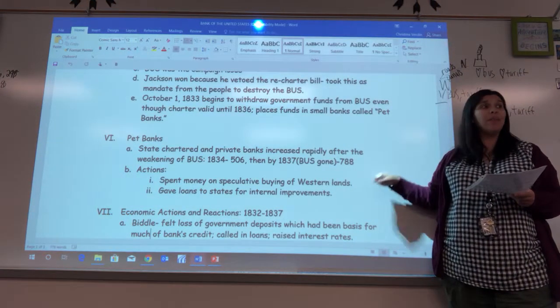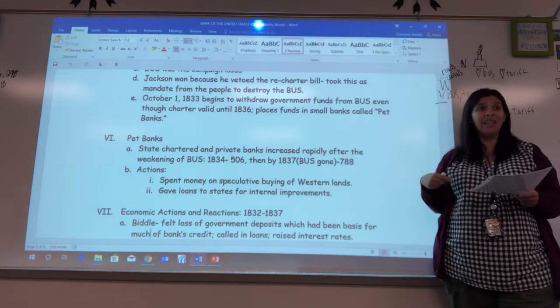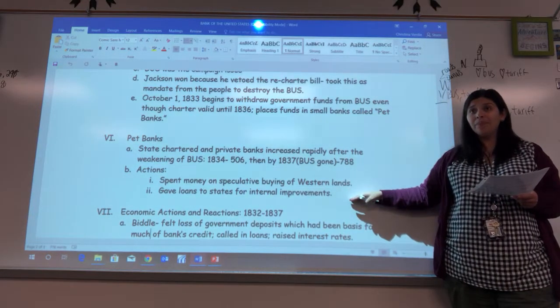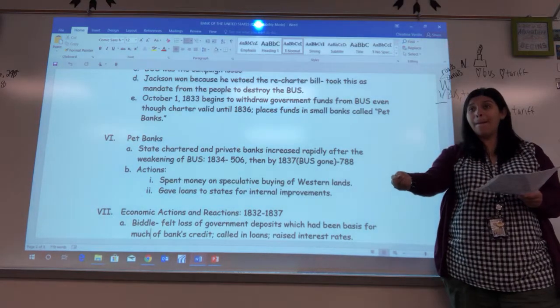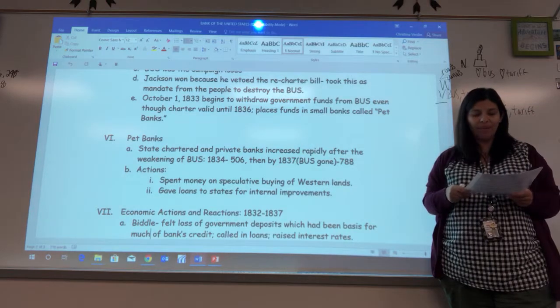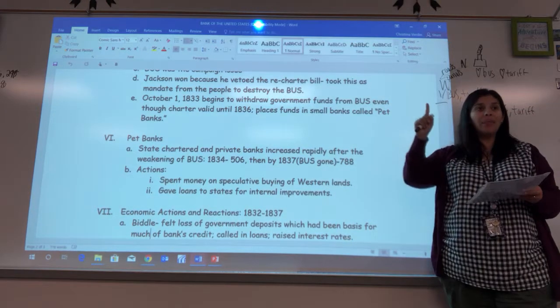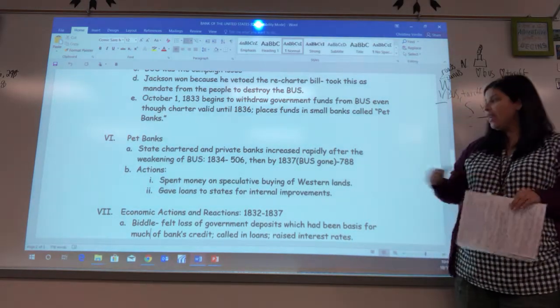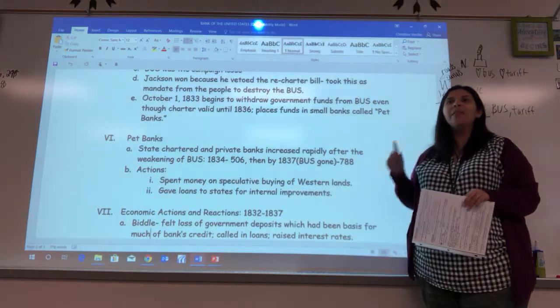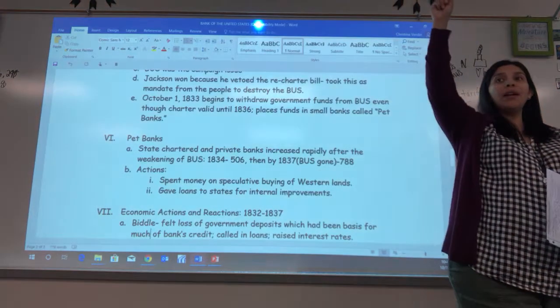What has happened? Do they make more money or less money? More or less? They gave out loans, right? So people want what now? More paper money. So what has happened to the supply of money? It's gone up. That's the second part. With them giving out loans for lands and loans for internal improvements, the amount of paper money has gone up.